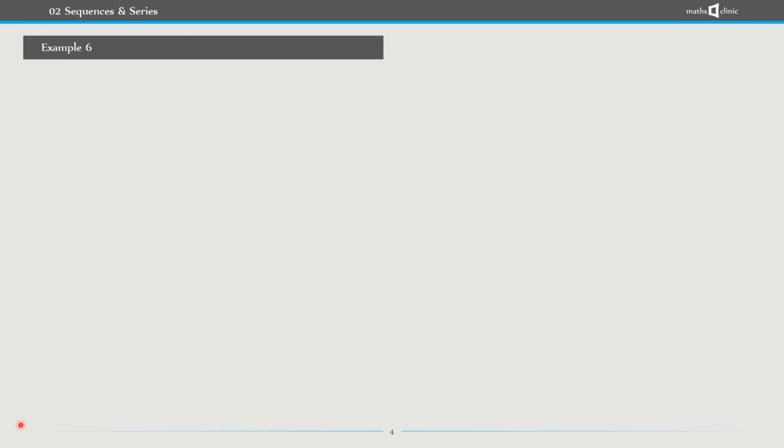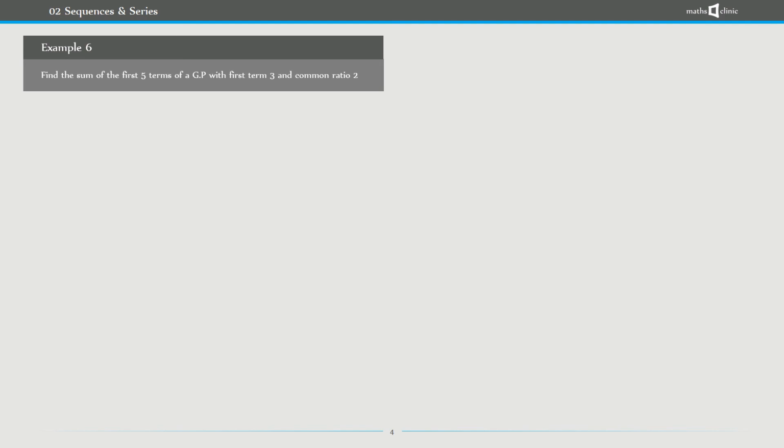Now, example 6. For example 6, we've been asked to find the sum of the first 5 terms of a GP with the first term 3 and common ratio 2. So the sum up until the 5th term of a GP where the first term is 3 and the common ratio is 2. The first thing we need to do here is identify a formula. The formula for finding the sum of a GP is a multiplied by 1 minus r to the power of n, divided by 1 minus r.